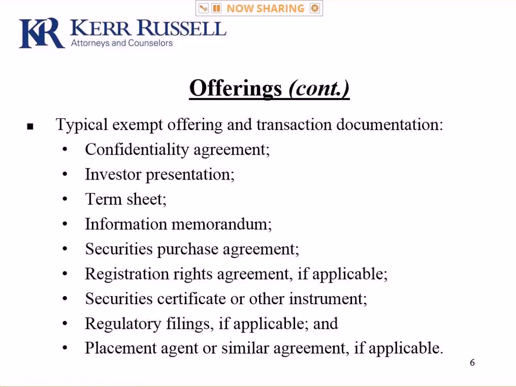And finally, if there is a placement agent, someone functioning as a finder or compensated placement agent, and typically individuals doing this will be securities professionals who are associated with registered broker-dealers, there will typically be an agreement between the company and that person's firm providing for compensation in exchange for the services that they are going to be rendering. And typically those compensation arrangements will be a fixed percentage of the gross amount of capital that's raised in the offering.